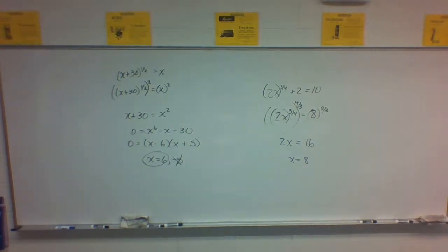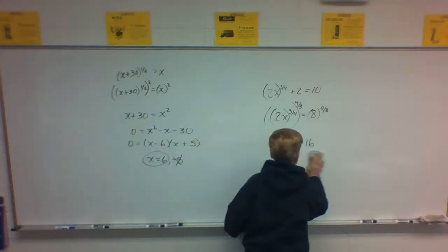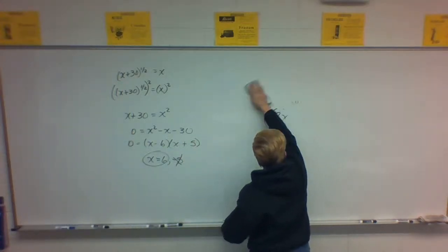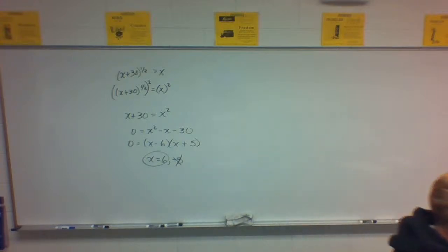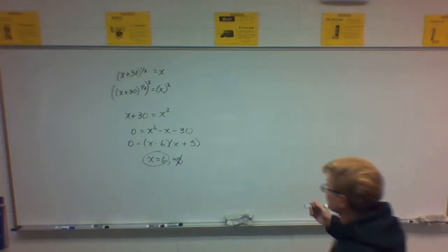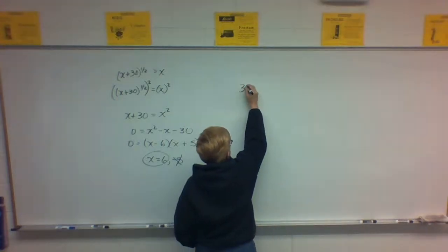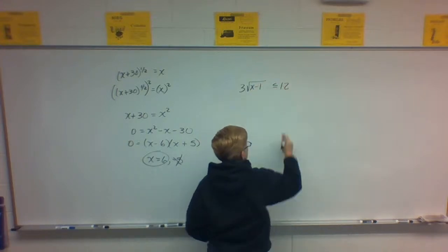One more example. It has to do with inequalities, and this is going to get messy. So if you've been drifting off or falling asleep on me, wake up now, because this is going to get you. Inequalities are weird with radicals. Here's what we wish to find. Solve 3 square roots of x minus 1 less than or equal to 12.